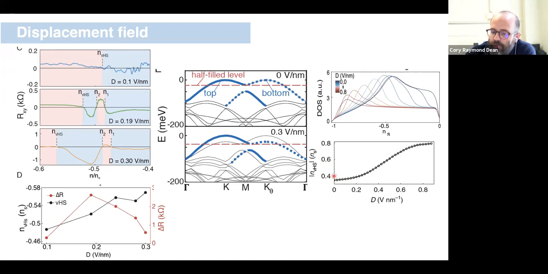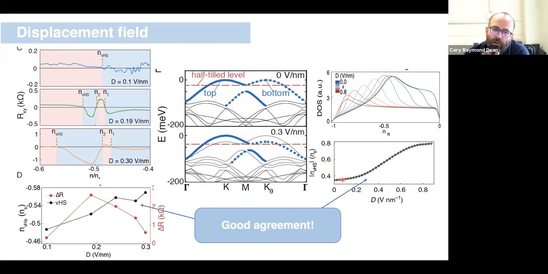The Van Hove singularity position actually exists slightly below half filling at zero displacement field, and it pushes through half filling to some higher value as we apply a displacement field. So that actually shows remarkable correspondence with our experimental data, which gives us, we think, confidence that we've interpreted this feature correctly, and also gives a clue to what's going on in the system as we apply a displacement field.